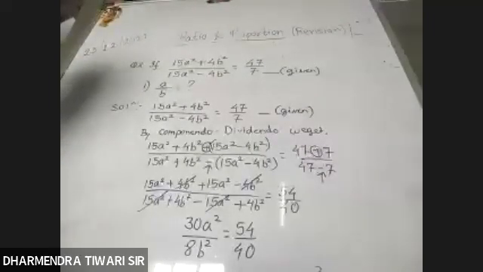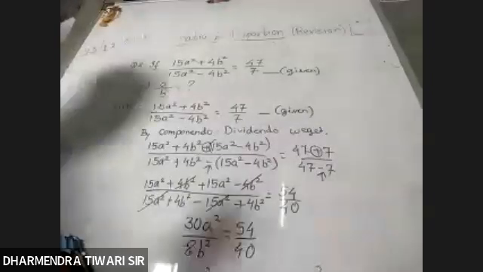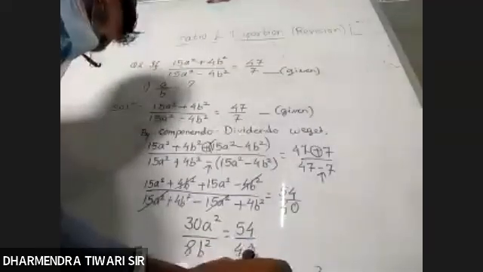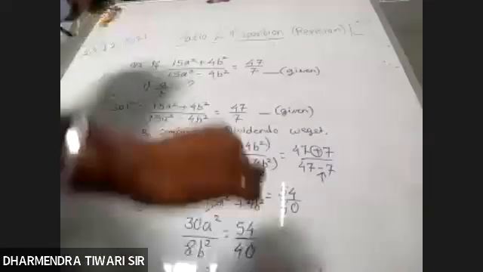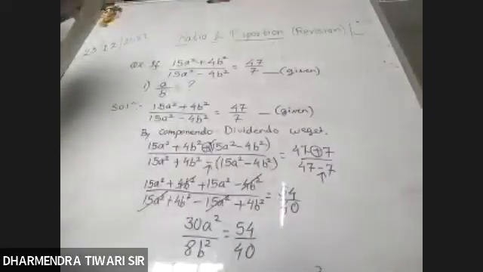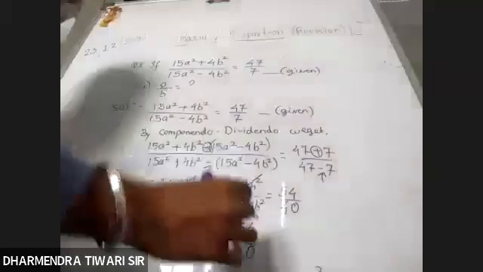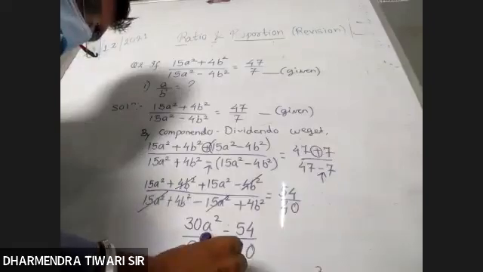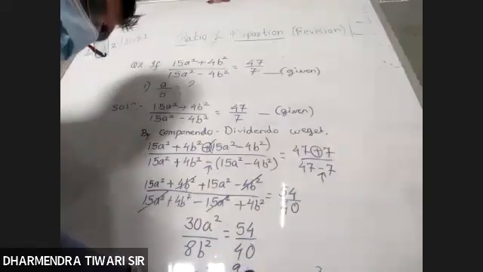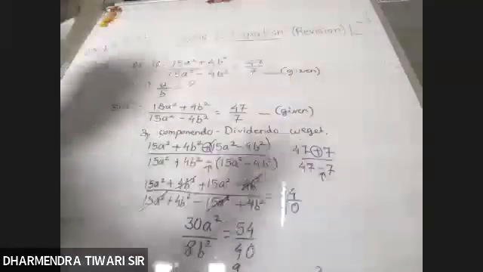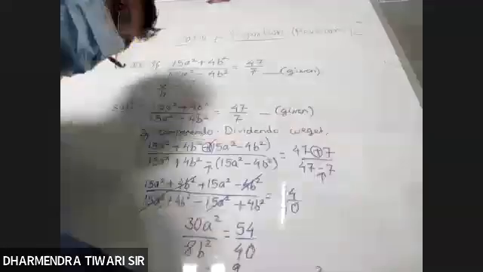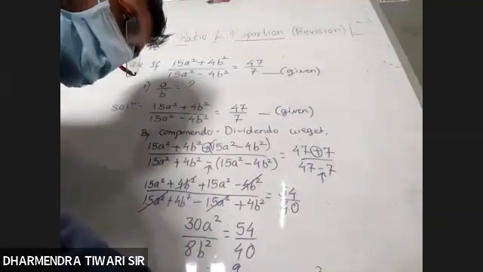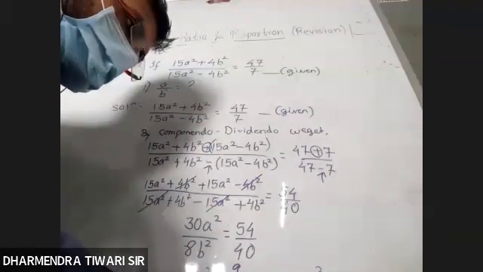Now what you need to do is just cancel it up. 8 ones are 8, 8 fives are 40, and 6 nines are 54, 6 fives are 30. So what remains is 9 upon 5 into 5, which is 25.